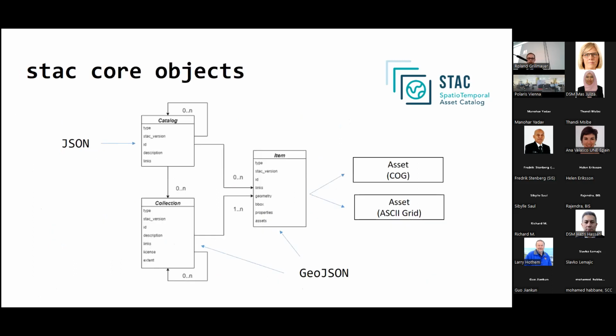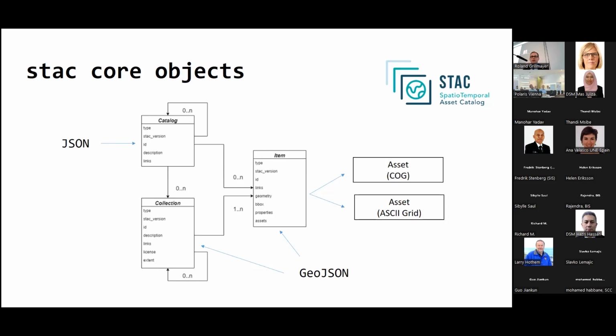The STAC core objects, the core of the standard, is very minimal. You have a JSON file, it describes the catalog, you have an ID, a description, a type, and links to other objects. You have collections, it's like a folder in the file system, where you can push items with the same attributes, unfortunately the same set of attributes. Also, with this very minimal attribute set, you can make nested collections, and you have items. An item describes one asset.